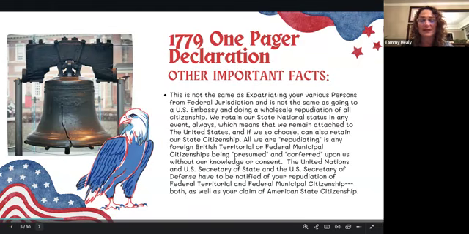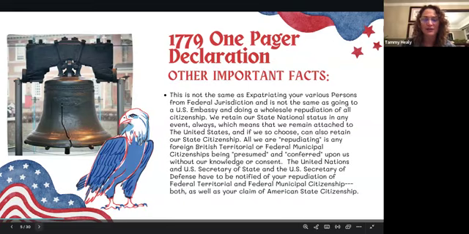The United Nations and U.S. Secretary of State and the U.S. Secretary of Defense have to be notified of your repudiation of federal territorial and federal municipal citizenship, both, as well as your claim of American state citizenship.